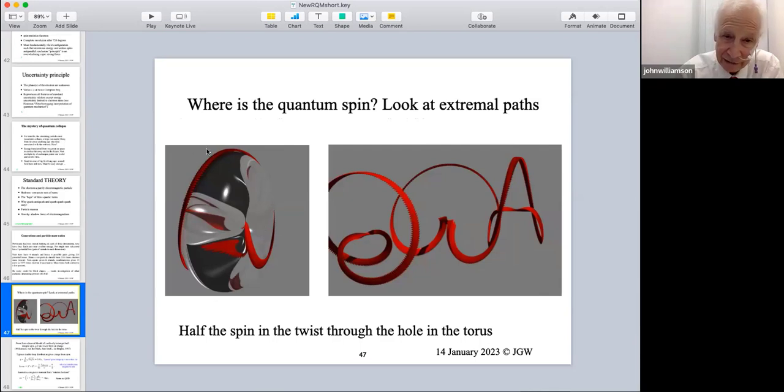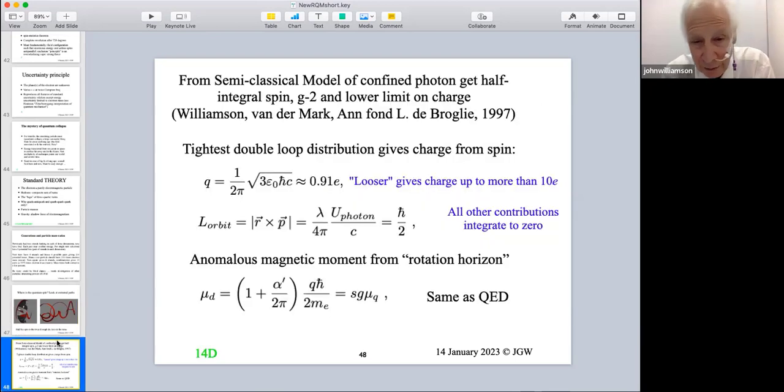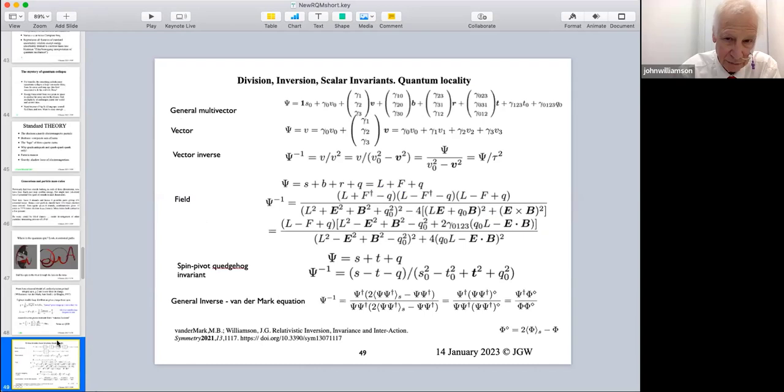But anything longer than that or bigger than that is going to hit a rotation horizon. It's not going to be able to rotate. And that gives you an anomalous magnetic moment of 1 plus alpha over 2 pi, which is the QED correction, the first order QED correction to the anomalous magnetic moment, which this model predicts.